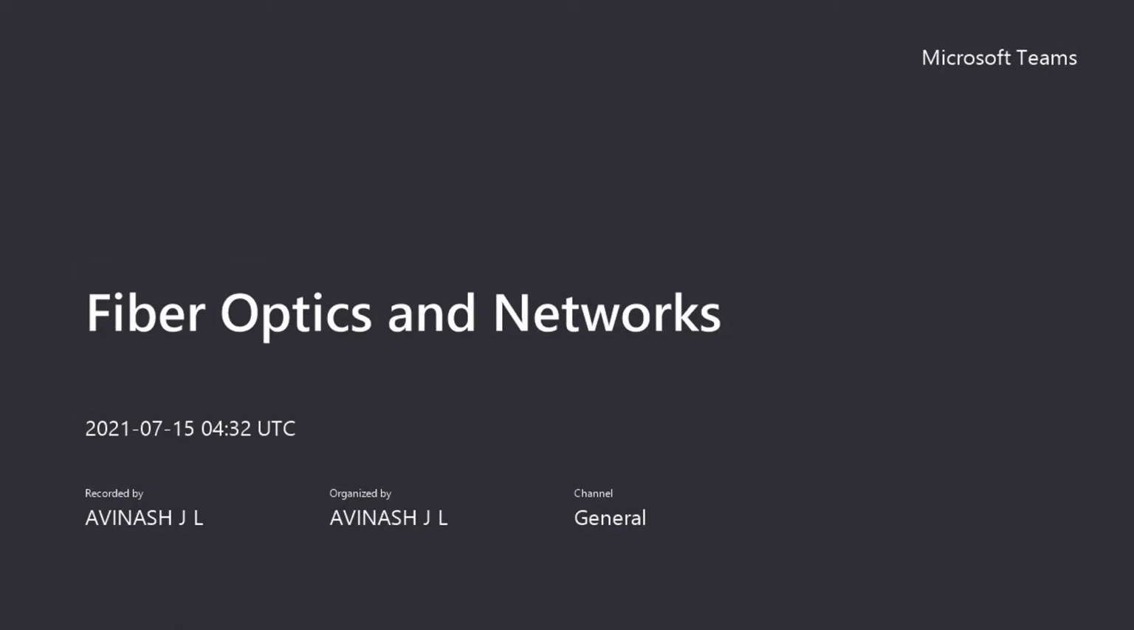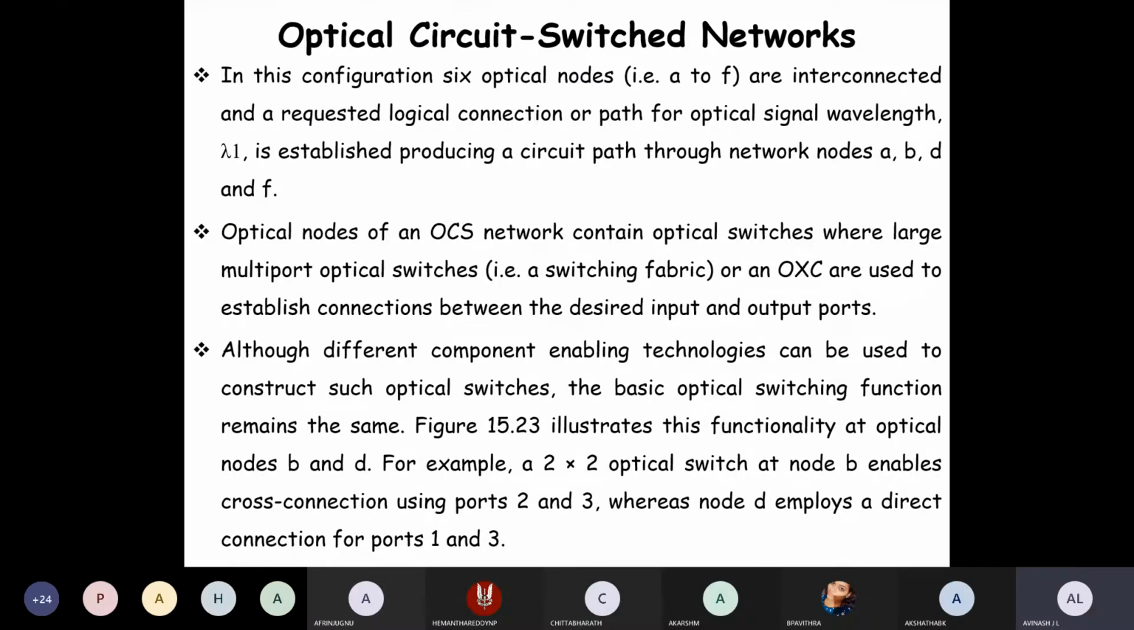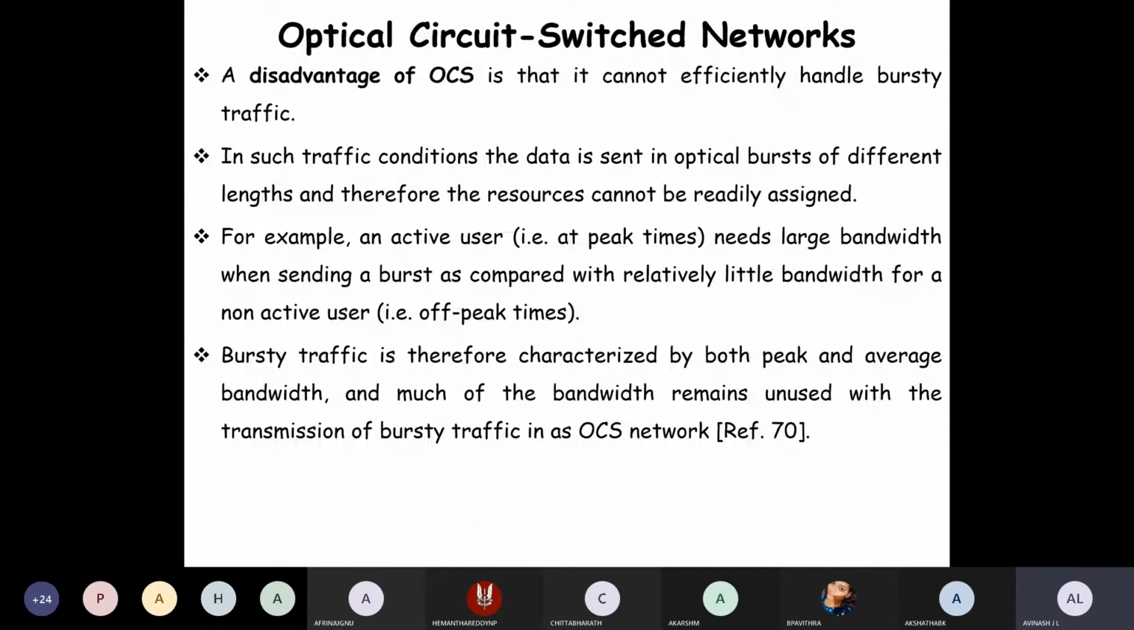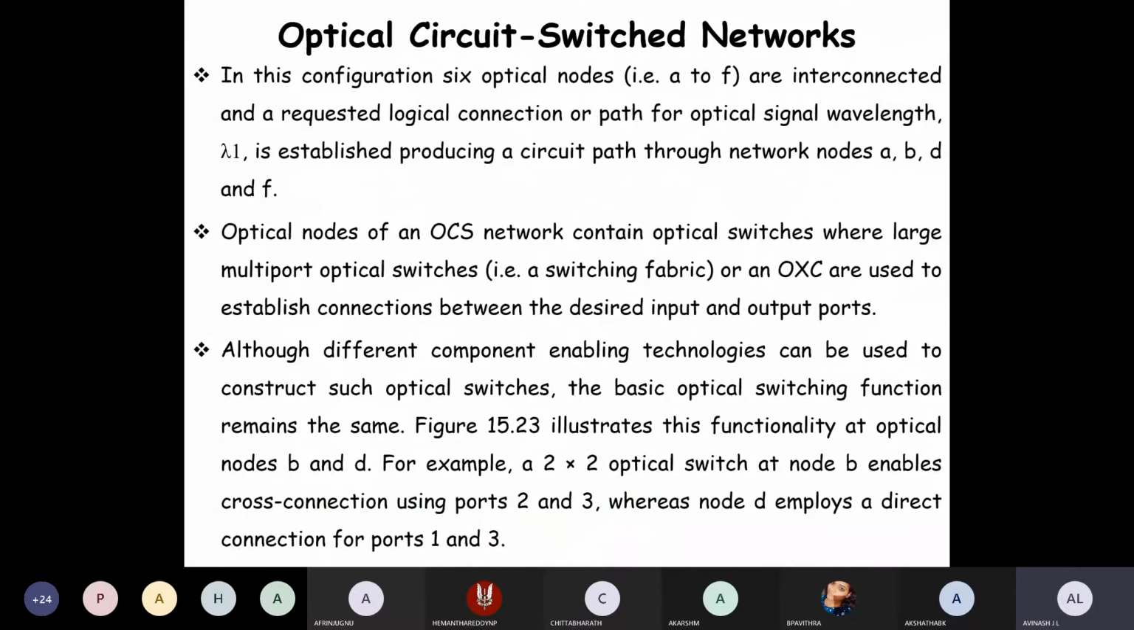Optical circuit switch networks. In this particular optical circuit switch network, you can see a configuration in this diagram. Here you can see how those 6 nodes have been connected. Yesterday we have seen this one.